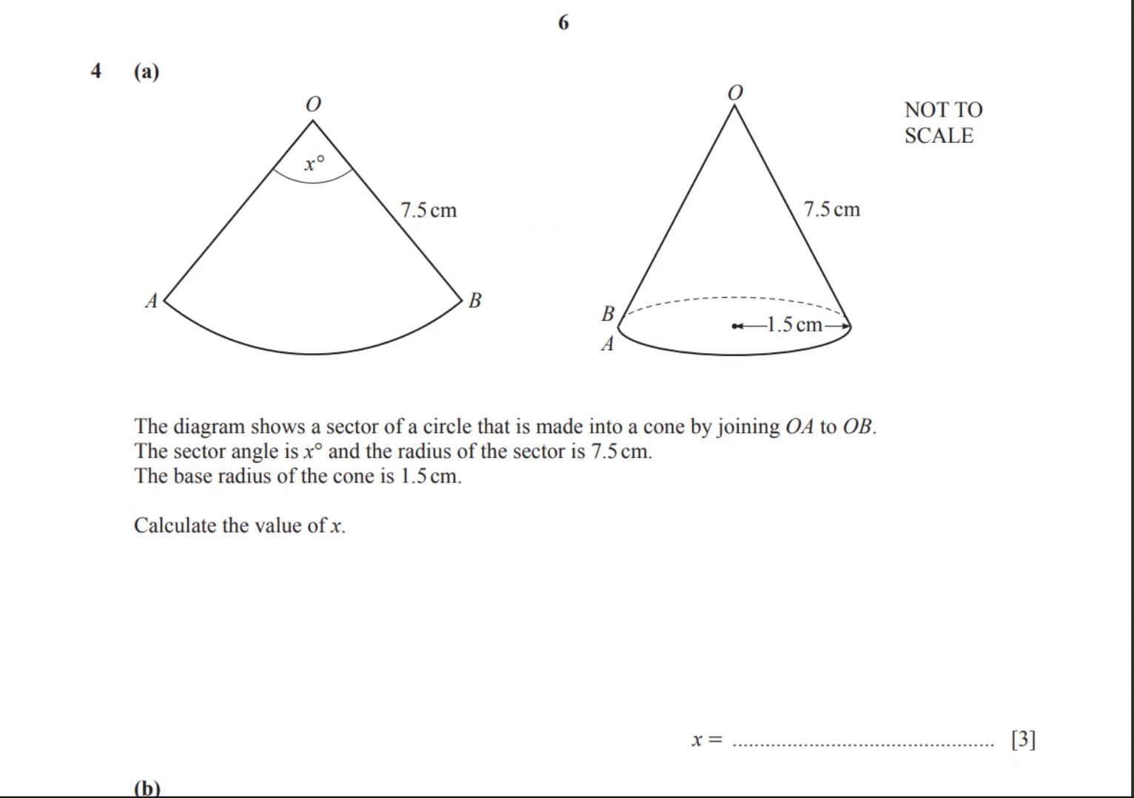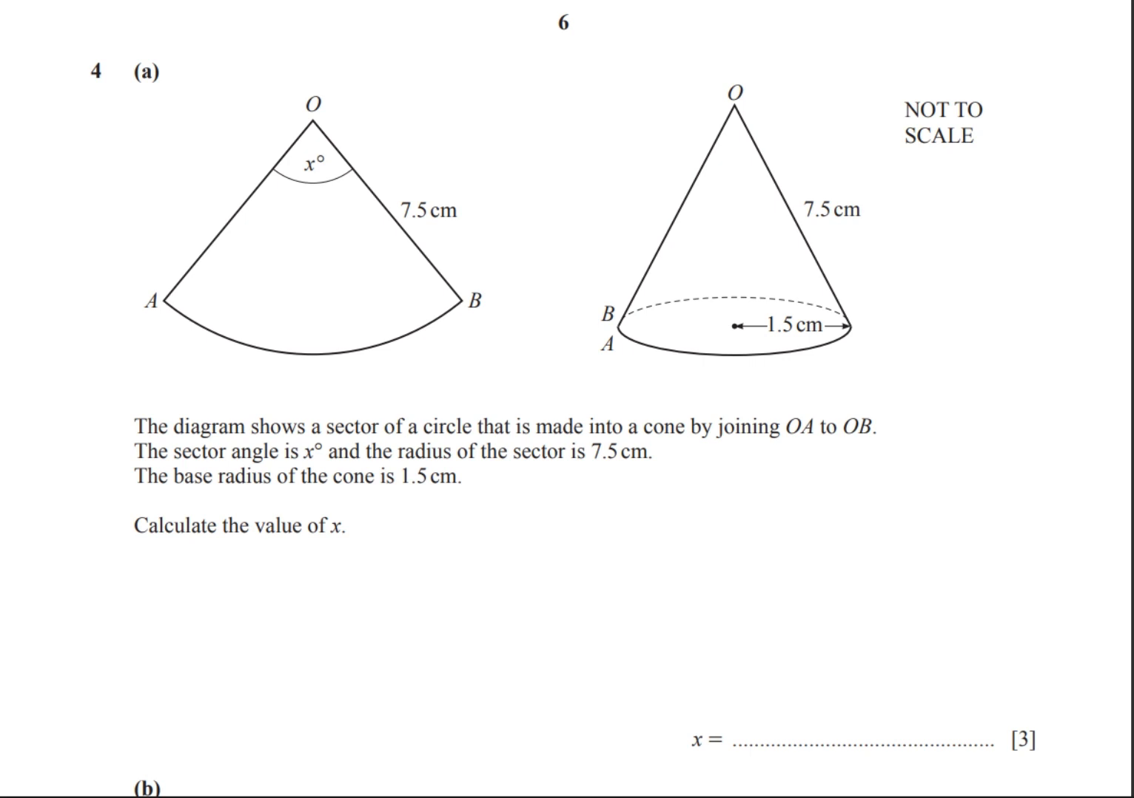For question number 4, he is giving me here, and this is a very, very common question that comes a lot in the exam, in paper 4 especially. He's giving me a sector like this, a part of a circle, and a cone. He's telling me that this diagram shows a sector of the circle that is made into a cone by joining OA to OB. The sector angle is x, the radius of the sector is 7.5 centimeter, and the base radius of the cone is 1.5 centimeter.